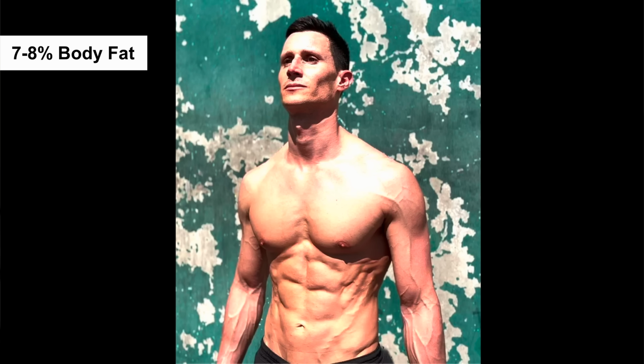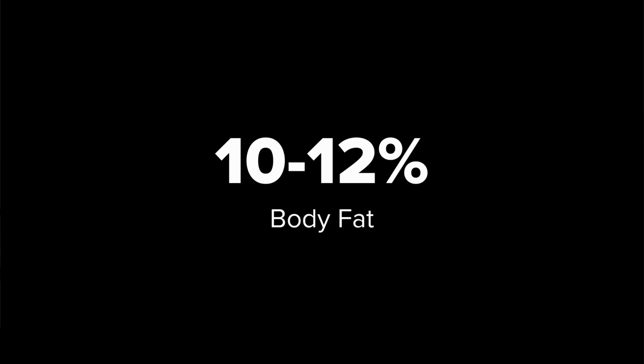So here we've got 7 to 8%. Again, you can see vascularity in my abs and really basically across my whole body. I've got pretty decent vascularity, which obviously is a demonstration of low body fat percentage. So next up, let's talk about 10 to 12% body fat.